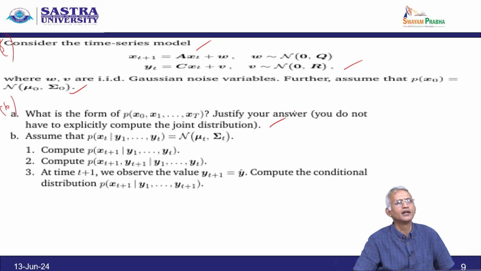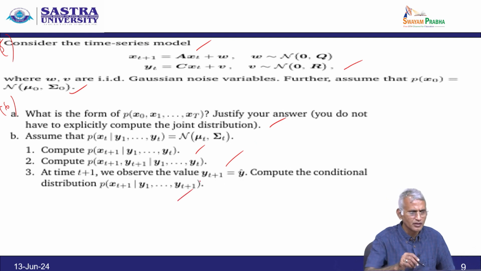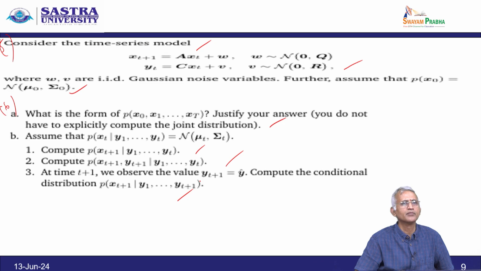Subdivision B, assume that p of x t given y1, y2, up to yt equal to N of mu t, sigma t. Number 1, compute p of x t plus 1 given y1, y2, up to yt. Number 2, compute p of x t plus 1, y t plus 1 given y1, y2, up to yt. Third, at time t plus 1, we observe the value y suffix t plus 1 equal to y bar. Compute the conditional distribution p of x suffix t plus 1 given y1, y2 and so on up to y t plus 1.